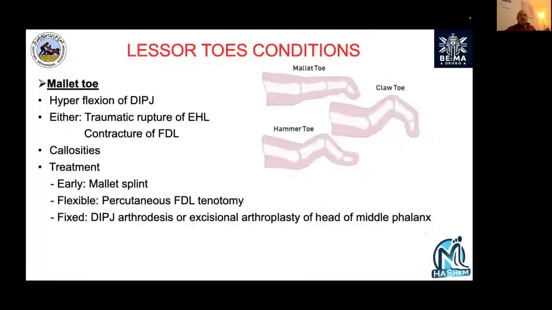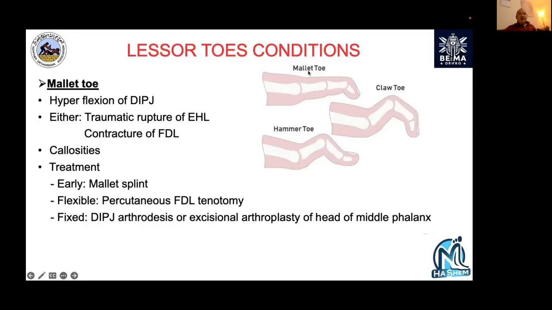So then you come to the common deformities which happen in the lesser toes, in combination or as a result of the hallux valgus especially, or the flat foot especially. And I need you to concentrate a lot on this picture. You need to understand the difference between the three.